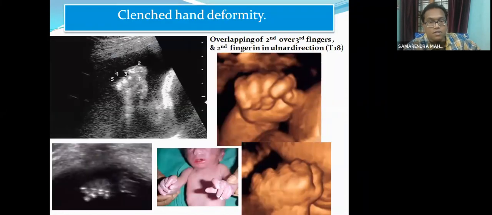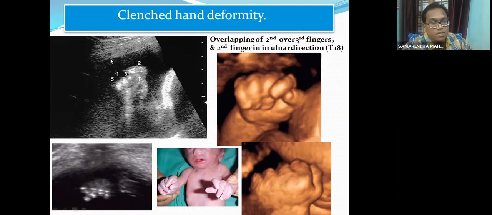Now coming to the clenched fist deformity, the left upper image is showing a hand of one upper limb in a fist-like position. At times, the fist for a certain point of time is not worrisome if it is not a permanent one. In case of trisomy and other abnormality, the baby won't open its hand even after repeating the examination after 15 to 20 minutes.